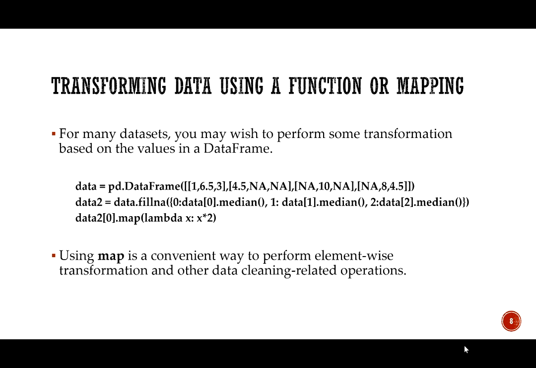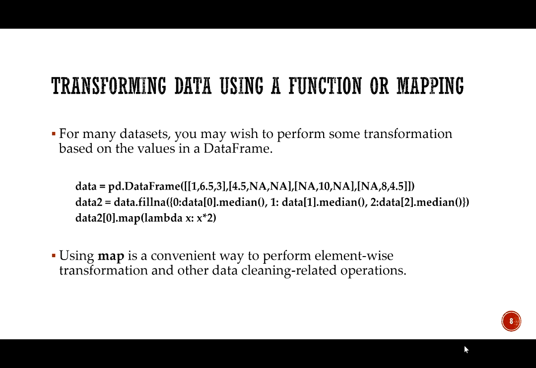Another useful technique is transforming data using a function or mapping. For many data sets, you may want to perform some transformation based on the values in a data frame. You can define a function, or simply you want to standardize the data. So in this case, we can use the map function. So using map is a convenient way to perform element-wise transformation. So it will be applied to all elements of each row or column. And this map method is a useful technique for data cleaning related operations.